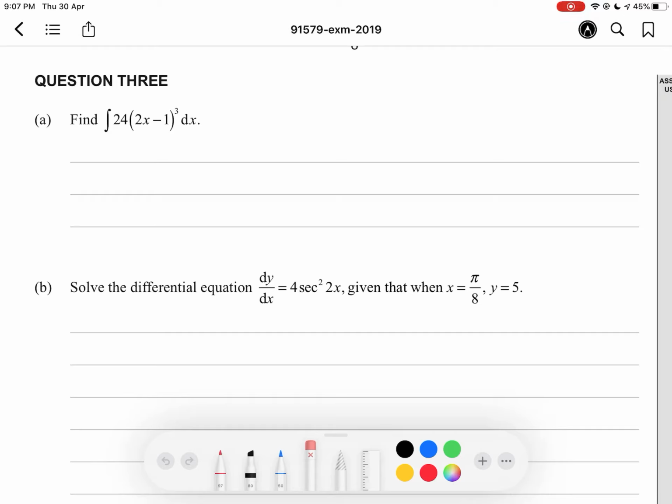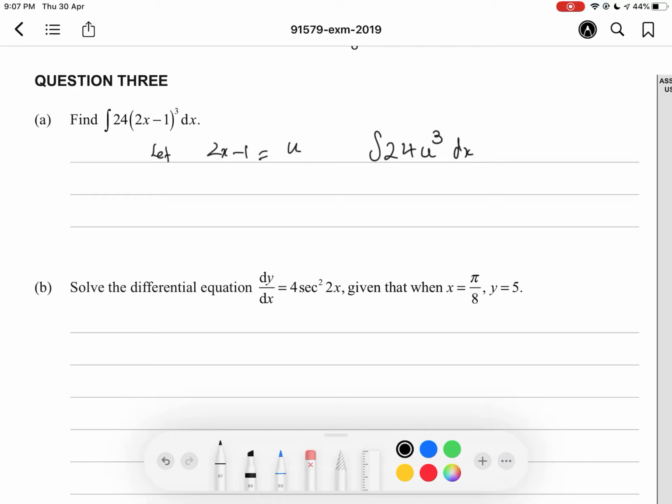So we'll let 2x minus 1 be equal to u. So now we'll have the integral of 24u^3 dx. We need to find a way to get rid of the dx and replace it with du, so we'll be integrating with respect to u instead.